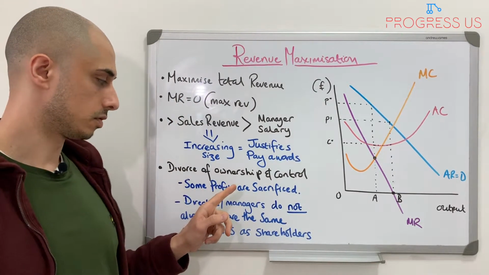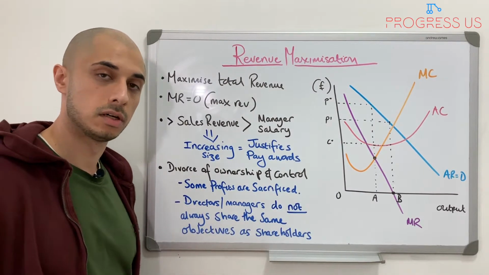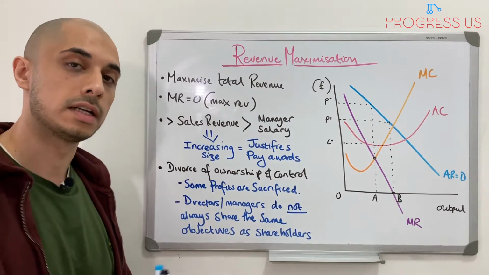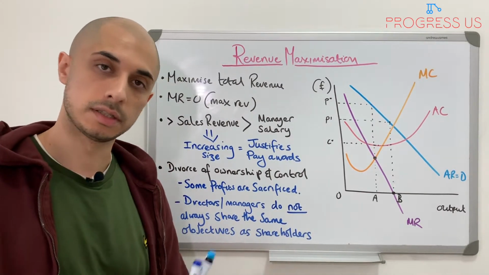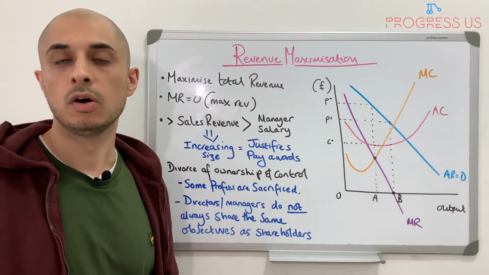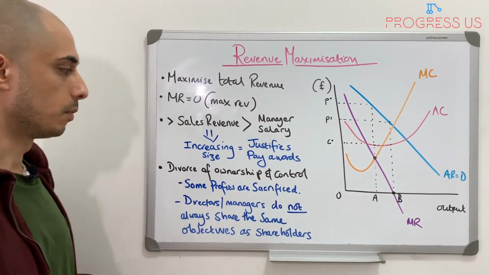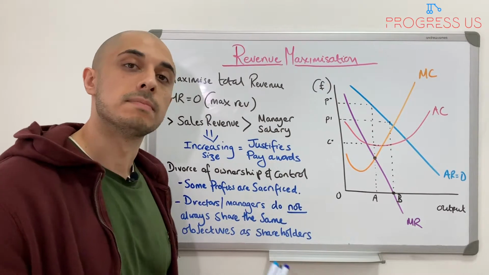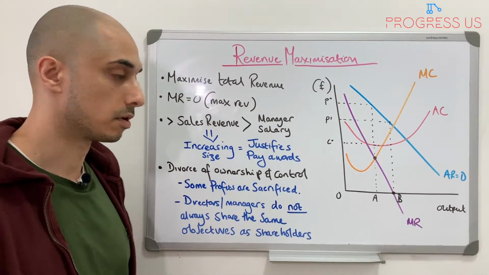Divorce of ownership and control, okay, essentially is letting us know that the owners of the company are not directly involved in the day-to-day operations. Instead, managers and directors take care of the day-to-day operations. And with divorce of ownership and control, what we have to understand is that because managers may have different objectives, sometimes profits are being sacrificed.